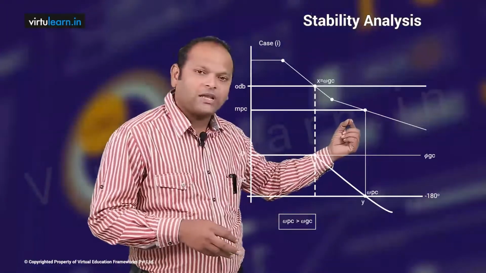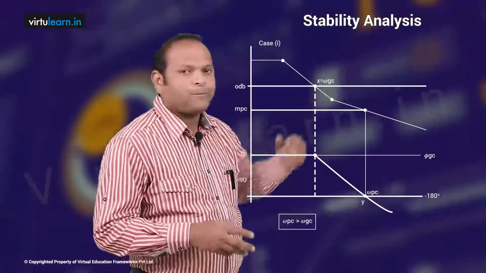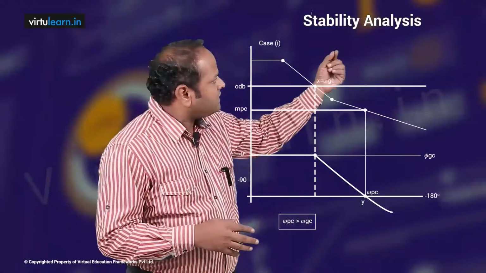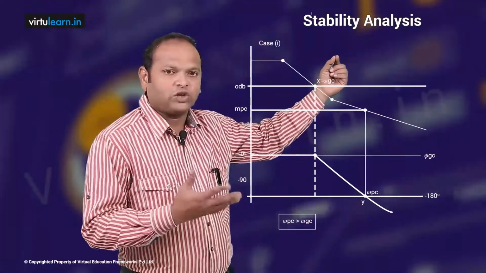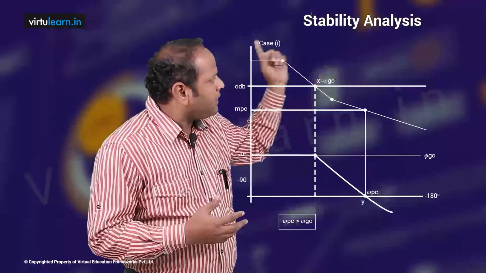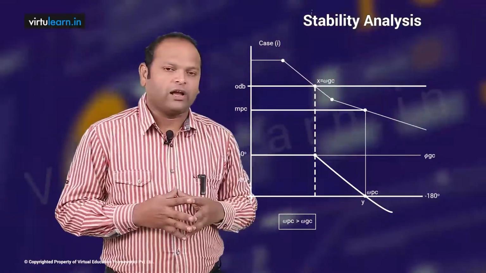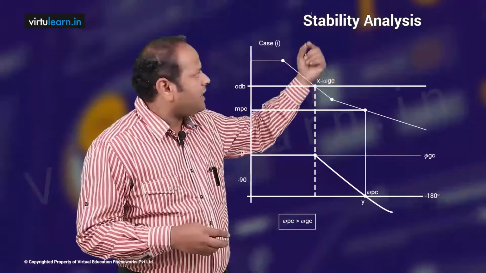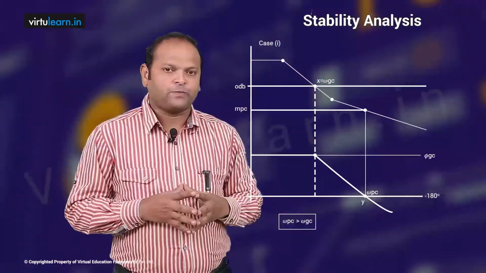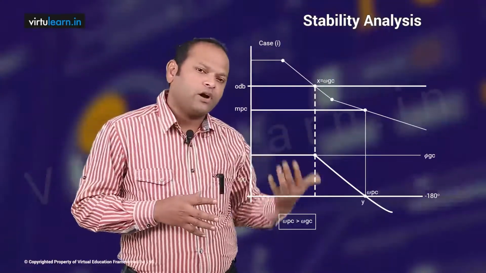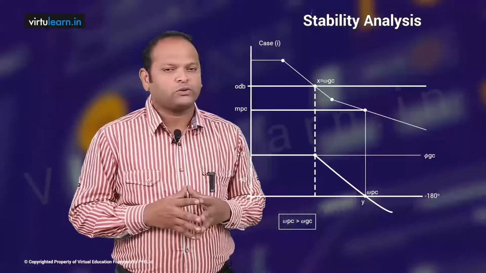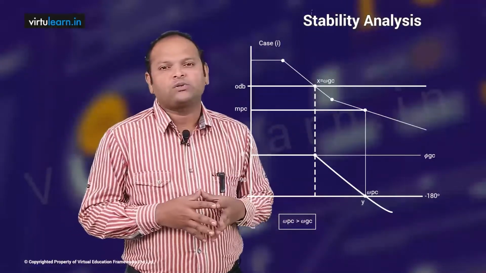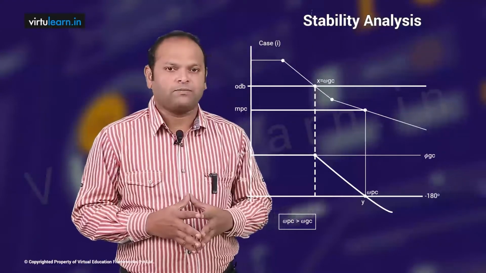Similarly, at omega pc, look at what the MPC is. Again it is not the value: in this case the MPC is below the 0 dB line, so we get a negative value. When MPC is below the 0 dB line, the gain margin is going to be positive. When you have positive gain margin and positive phase margin, the corresponding closed loop system is a stable system.